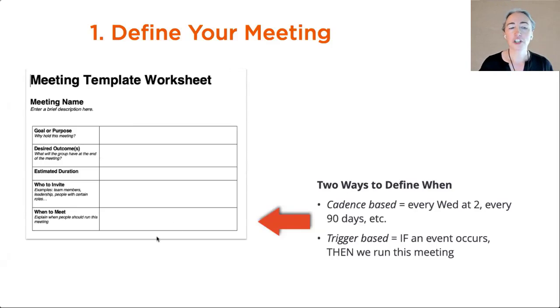At the top of this worksheet, you also have some ideas about when to meet. So when you get to that one, I'm just going to tackle a question right now. There are two basic ways to define when to meet. One of them is cadence-based.